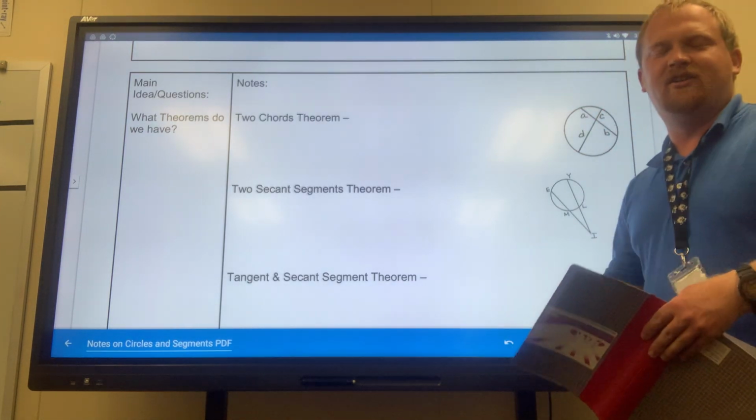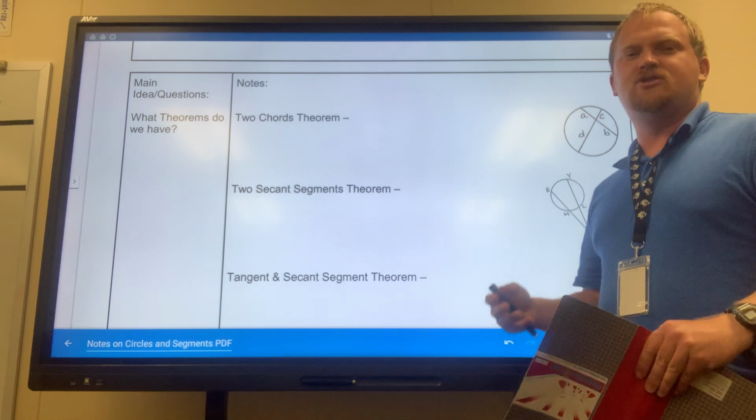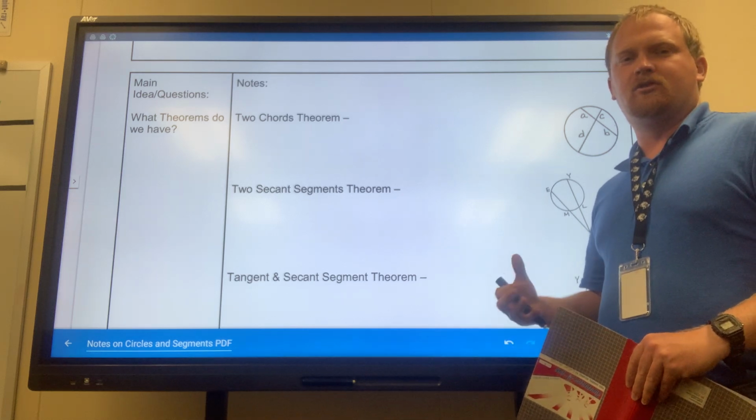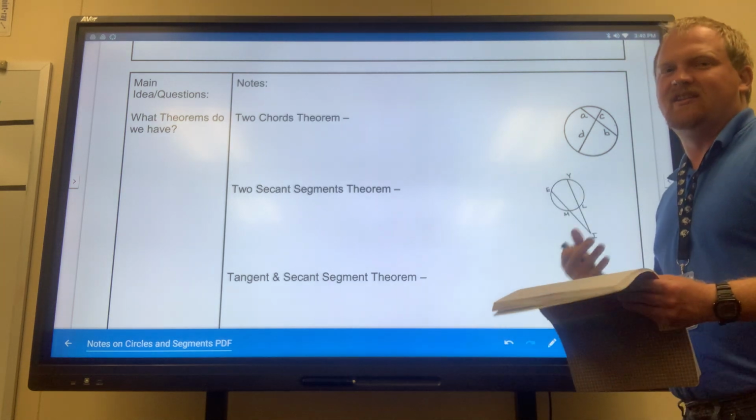Hello, Coach Holmes here, and today we're going to be talking about finding the measurement of segments in a circle when it comes to chords, secants, and tangents.